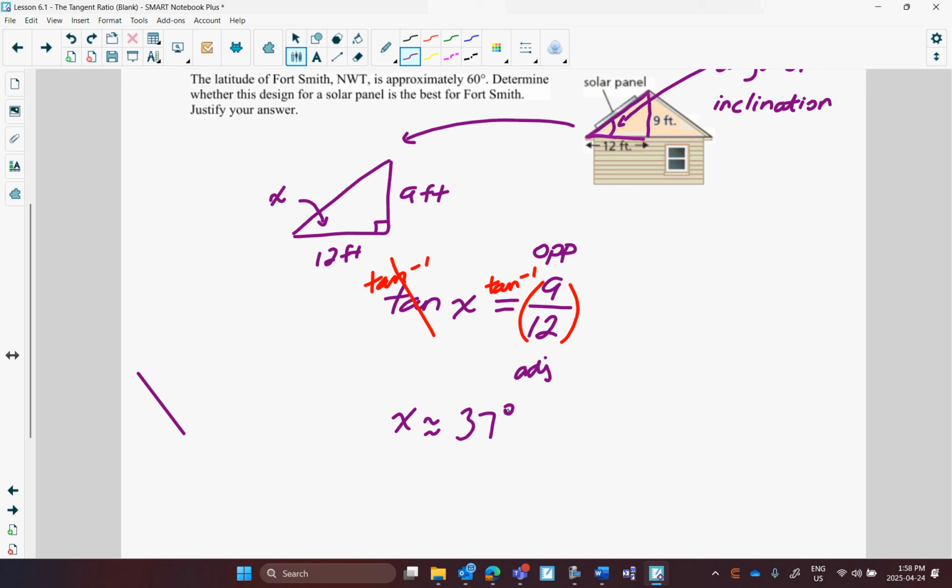Is that a good fit for the latitude of Fort Smith? What's the latitude of Fort Smith? 60. And yet it's put its solar panel at an angle of 37. Is that a good fit? No. Okay. No, it's too flat. I mean, it would still work, but it may just not work to the maximum efficiency. So, not a great fit at 60-degree latitude.